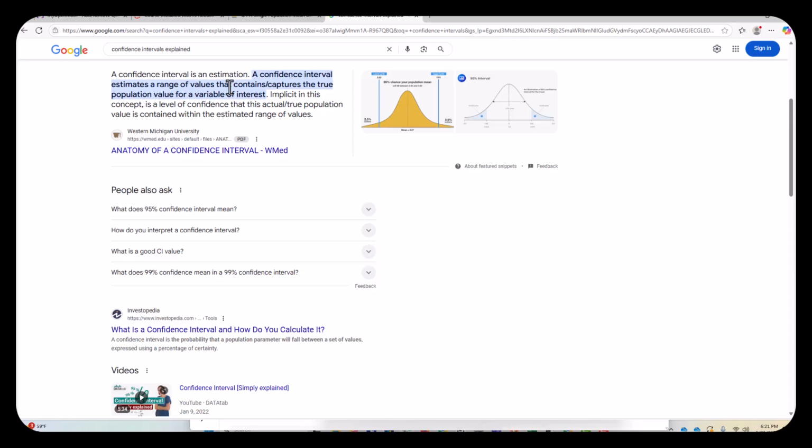Implicit in this concept is a level of confidence that the actual true population value is contained within the estimated range of values.